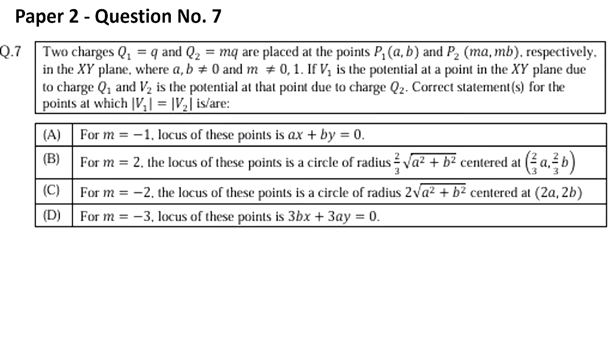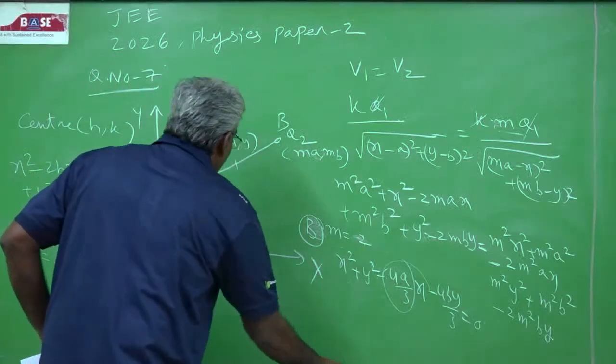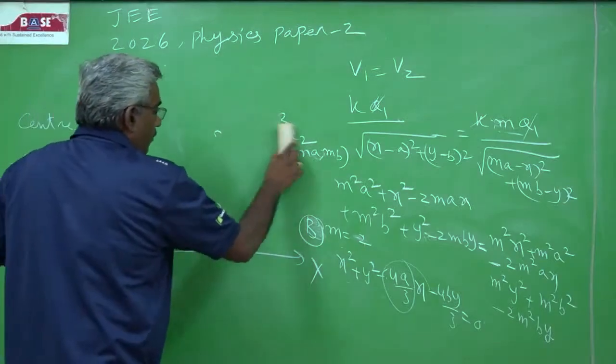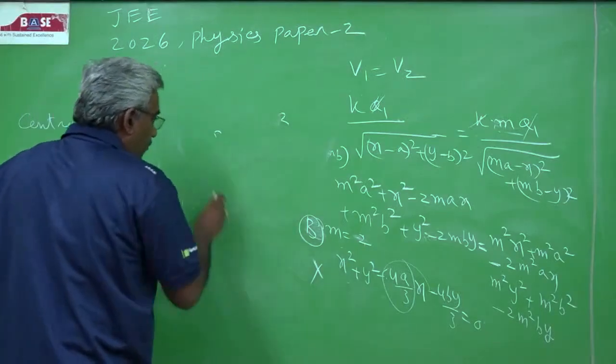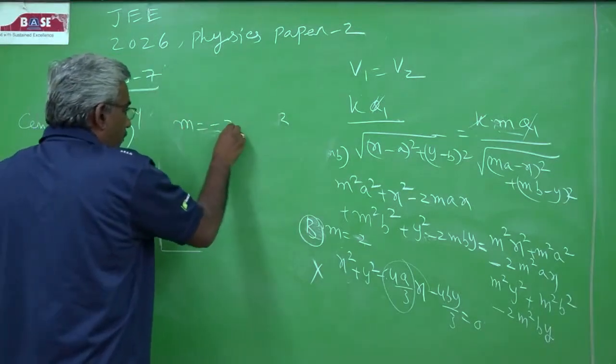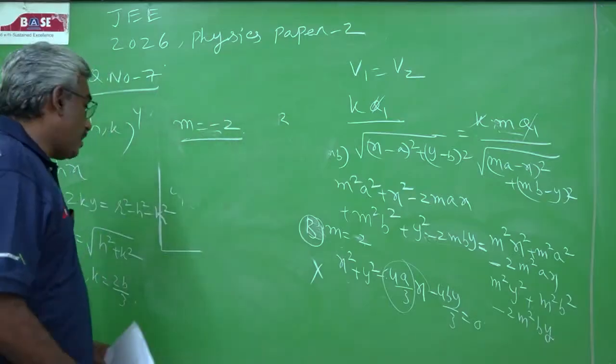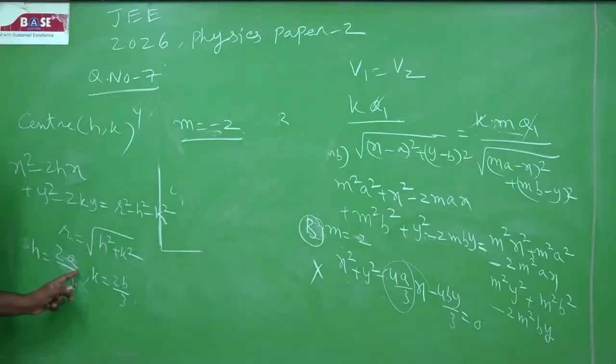And option C, check option C also. What did they say? M is equal to minus 2, right? Yes, that also you can check. Option C is also correct. Please put m is equal to minus 2. So if you do that, let us write this here. Put m is equal to minus 2. Then what happens? Same procedure you have to follow.